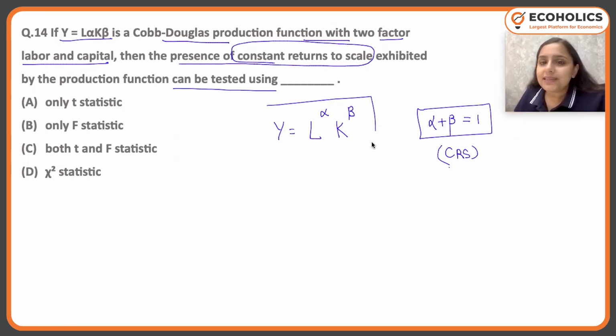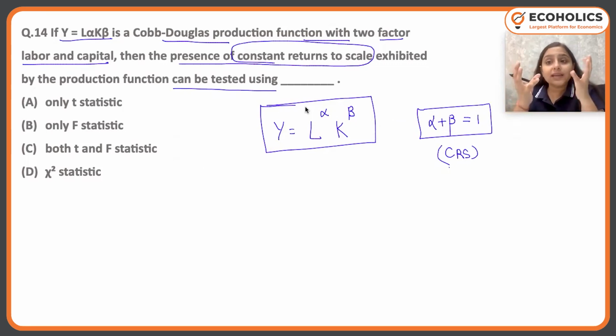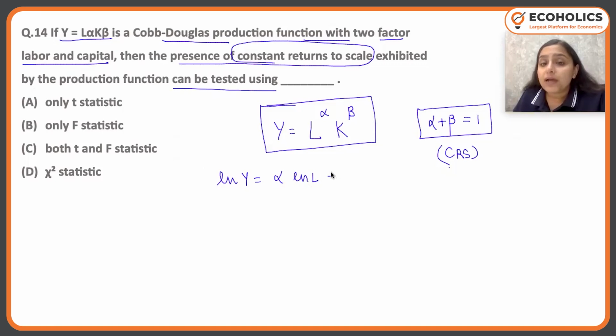If you see, this is a function where I will have to take double log on both sides. This is a blend of microeconomics and econometrics. In econometrics we also read regression models about the double log model, so it's an application of that. So I will take log on both sides: log y is equal to alpha log L plus beta log K. Now this is what I have.